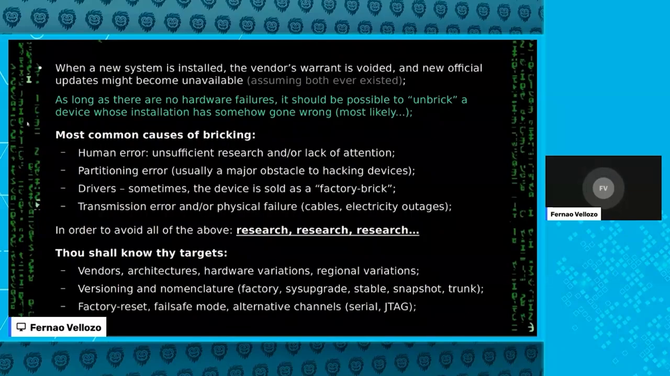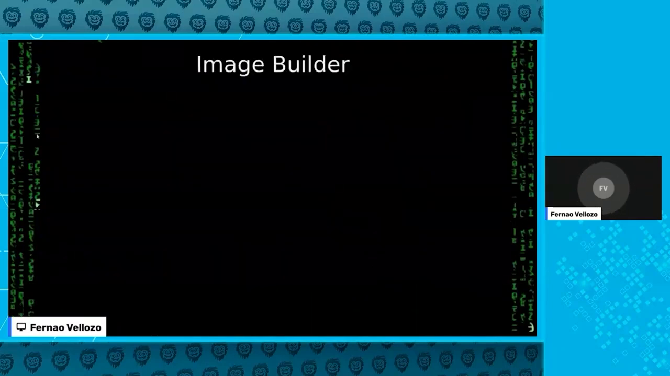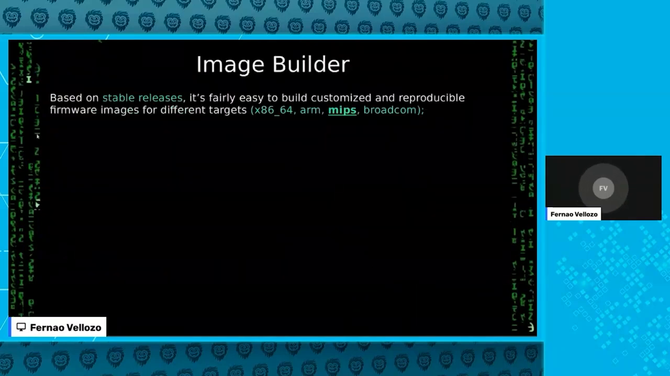And we also need to be familiar with procedures such as factory reset, so that we can wipe out all the configurations that we made after the system was installed. And how to activate failsafe mode and how to use other channels such as JTAG or serial and so on. So finally, we have the image builder. Like I said, it's based on stable releases.